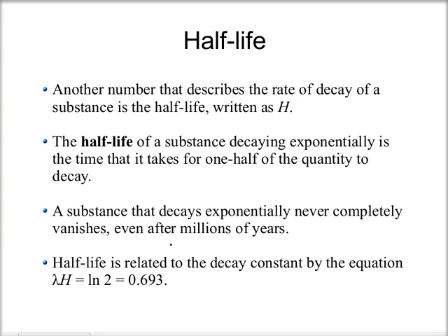And we can relate half-life to the decay constant by using this equation. The decay constant lambda times half-life h is equal to the natural log of 2, which is about 0.693. So with this equation, if we've got lambda, we can find h, or if we've got h, we can find lambda. If I divide both sides by h, then the decay constant lambda is equal to the natural log of 2 divided by h. If I divide both sides by lambda, then I can write the half-life h as the natural log of 2 divided by the decay constant lambda. So if you have one, you can figure out what the other is.